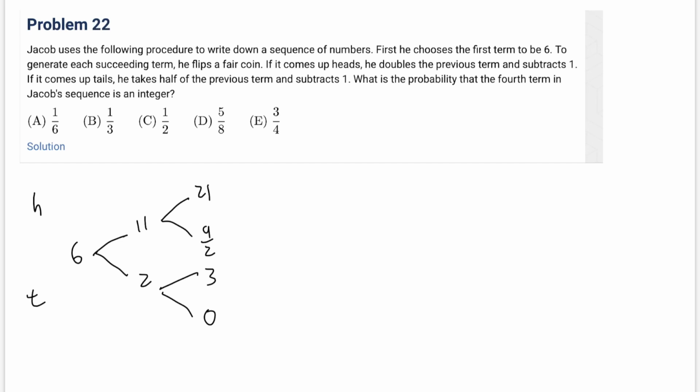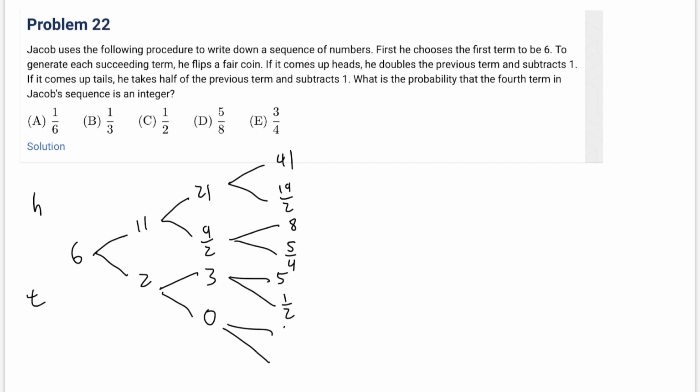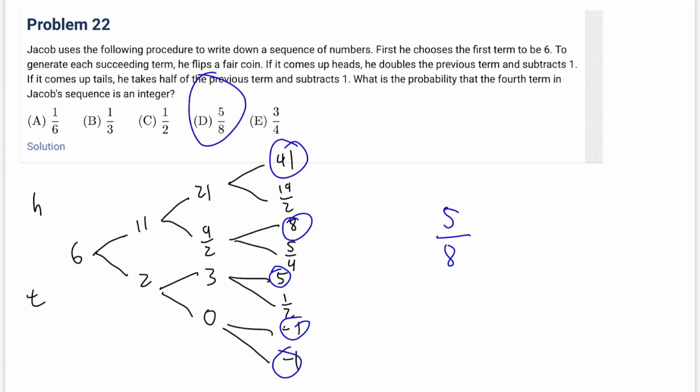And then this would be 21, double it, and this would be 41. This would be 19 over 2. This would be 8. This would be 4 over 9 minus 1, so it's 5 over 4. This would be 3 times 2, so it's 5, and then 3 divided by 2 minus 1, this is 1 over 2, and this will be minus 1 and minus 1. So the probability that the fourth term in Jacob's sequence is an integer will be 1, 2, 3, 4, 5, 5 over 8, so the answer is D.